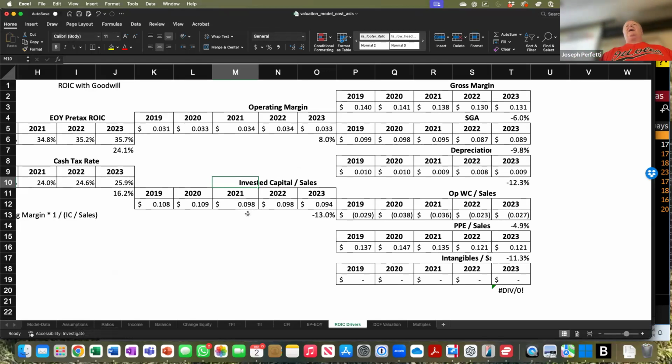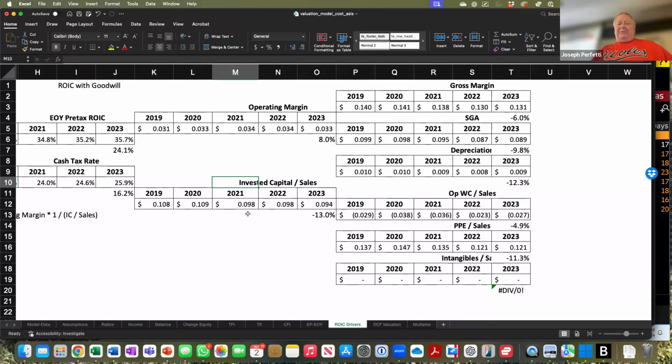They had negative 2.9 cents of working capital in 2019. And they had negative 2.7 cents in 2023. Even though it was negative, it was less negative, which means they added to their invested capital. And that was more unfavorable, I should say, to ROIC, because they're tying up more cash in working capital, even though it's negative. It's because it's less negative.